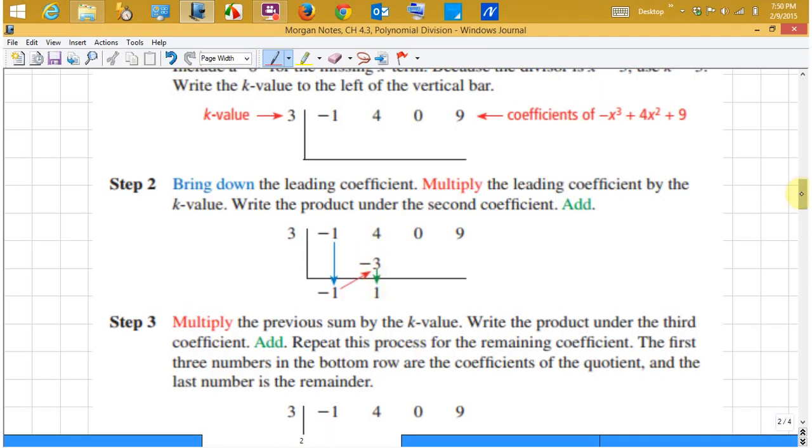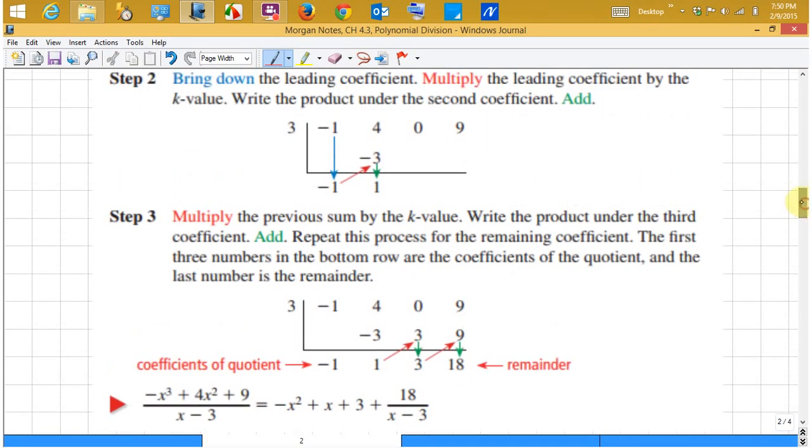Now I repeat that procedure. I take the 1 that I have, multiply it by the 3, and put its answer over in the next column. Then I add. So 0 plus 3 is 3. Now we take 3 times 3, which is 9. Put that in the next column, and I add, and I'm out of columns over here. So 9 plus 9 is 18.